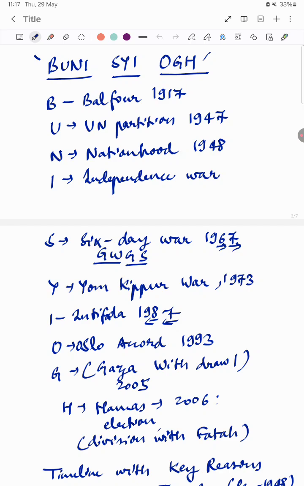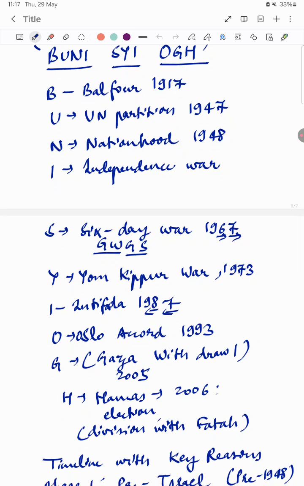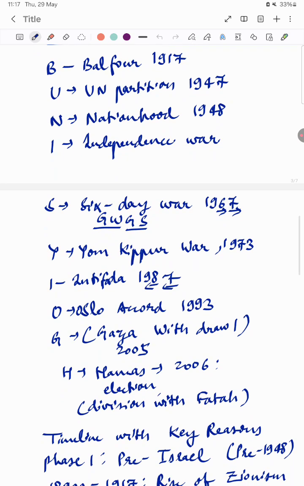Then, U stands for UN Partition, 1947. The UN proposed dividing Palestine into a Jewish and an Arab state. N stands for Nationhood, 1948. Israel declares independence. Arab states attack, leading to the 1948 war. I stands for Independence War of 1948.